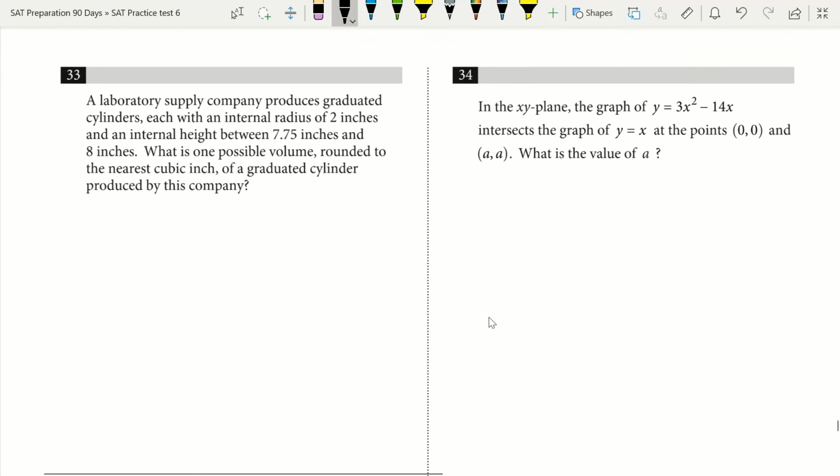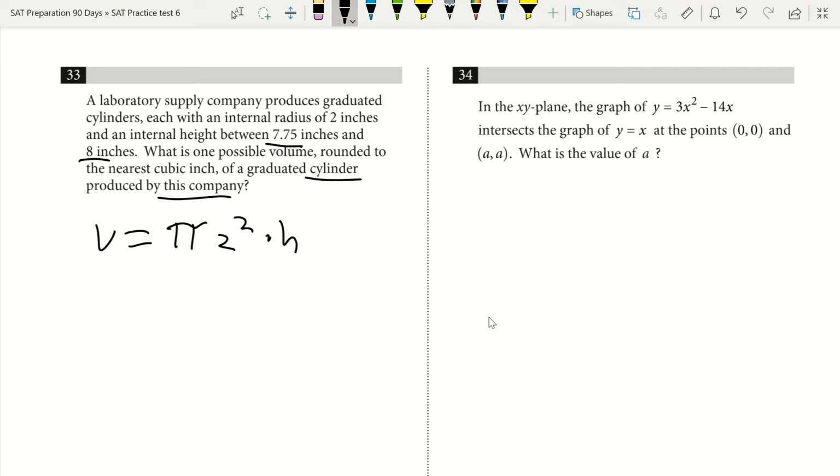So a laboratory supply company produces graduated cylinders, each with an internal radius of 2 inches and an internal height between 7.75 inches and 8 inches. What is one possible volume, rounded to the nearest cubic inch, of a graduated cylinder produced by this company? Okay, we know the volume of a graduated cylinder is pi r squared times our height. We know our radius is 2, so we're going to have pi times 2 squared, which is 4, so we're going to have 4 pi times our height.